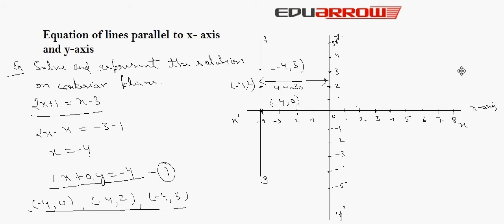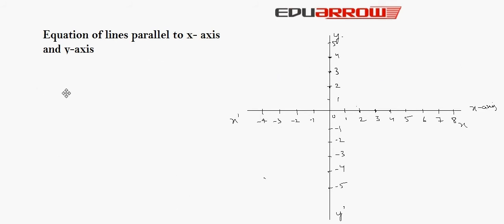Similarly, we can draw a line parallel to the x-axis. For example, for the equation y is equal to 3, we can draw a line parallel to the x-axis as we can write this as 0 into x plus 1 into y is equal to 3. Now for any value of x, y will always be 3. For example, (1, 3), (4, 3), (2, 3).